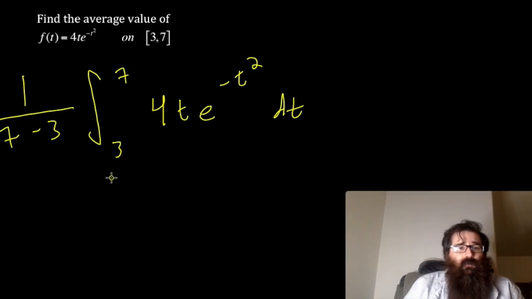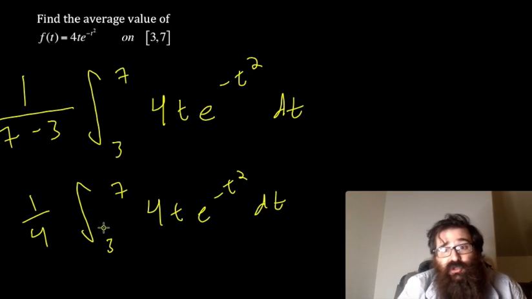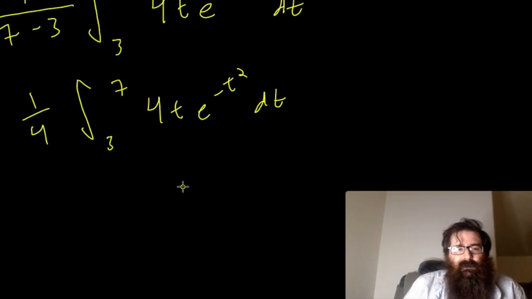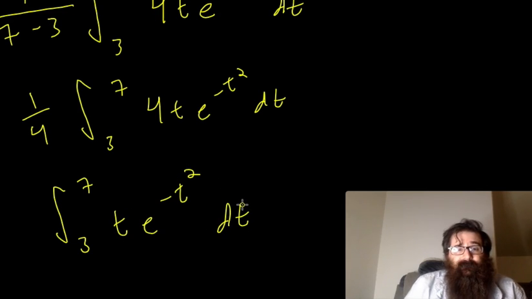Okay, well, what do we get? 7 minus 3, that's just a funny way of saying 4, so 1/4 times the integral from 3 to 7 of 4t e to the negative t squared dt. And this looks nice because my 4 and my 1/4 should cancel. So I get the integral from 3 to 7 of t times e to the negative t squared dt.